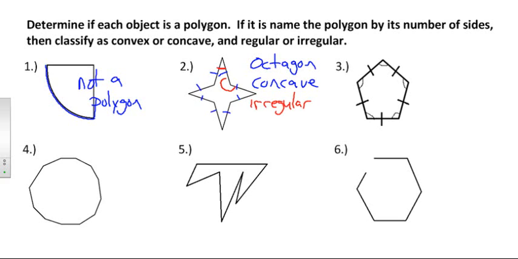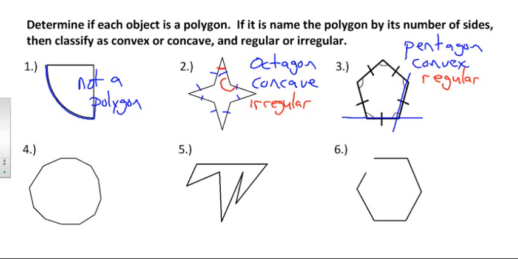Problem number 3, well, this one's marked for us. All the angles are congruent to each other. All the sides are congruent. So without even knowing how many sides it has, I know that this thing is regular. If I go back and count how many sides it has, I see it has 5, which makes it a pentagon. And whether it was convex or concave, well, if I would extend any of these lines out, you'll notice how it does not go into the middle of the figure, and that is going to make it convex.